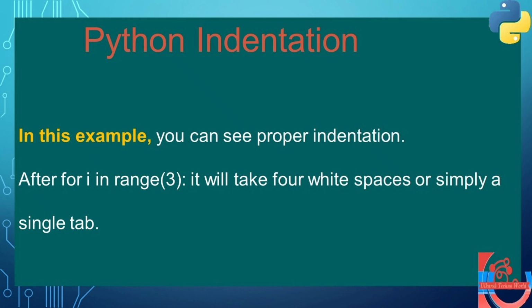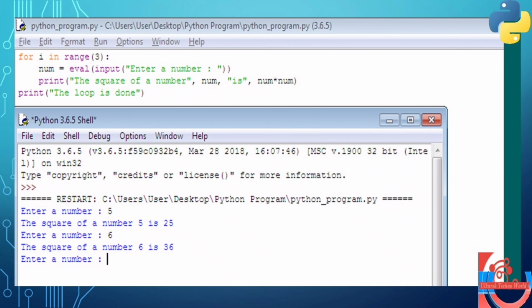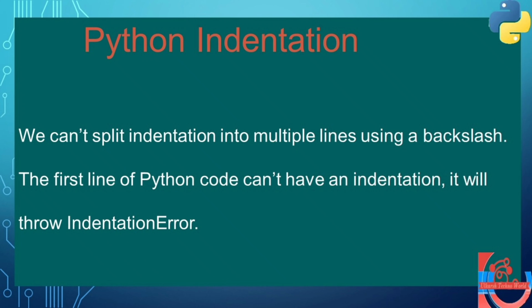In this example, you can see proper indentation. After for i in range, it will take 4 white spaces or simply a single tab. You can see the same on the screen. We can split indentation into multiple lines using a backslash.